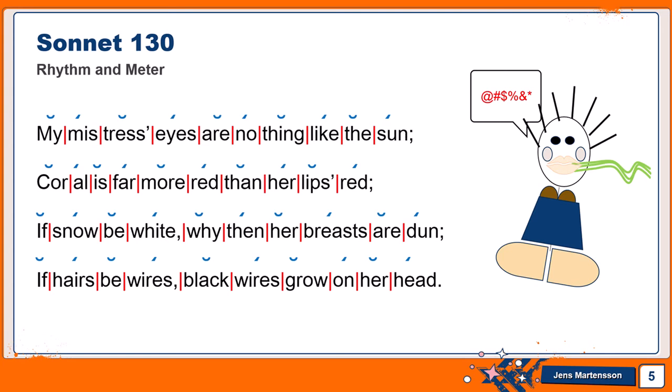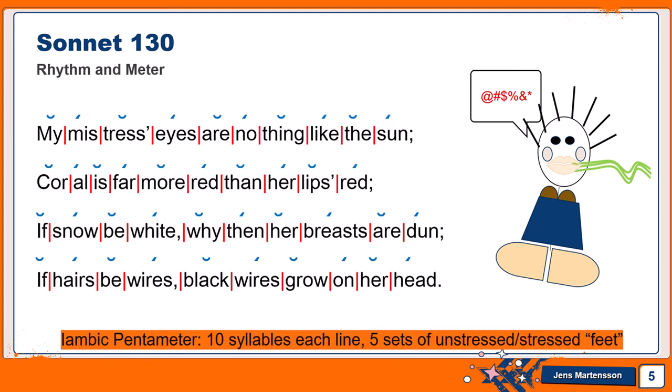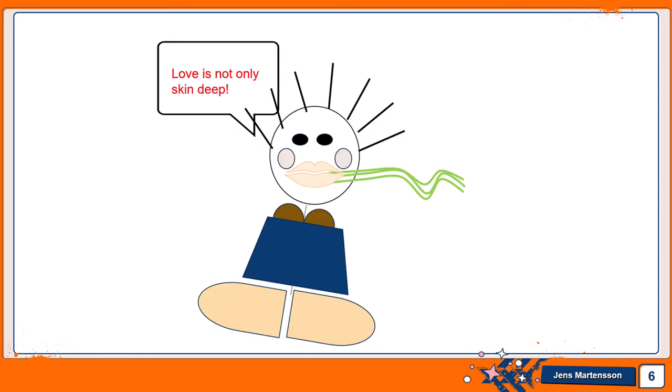Each set of unstressed and stressed syllables is called an iamb, or an iambic foot. Since there are 5 feet per line, 2 syllables per foot, 10 syllables per line, it is considered pentameter, which literally means 5 meters. Remember, love is not only skin deep.